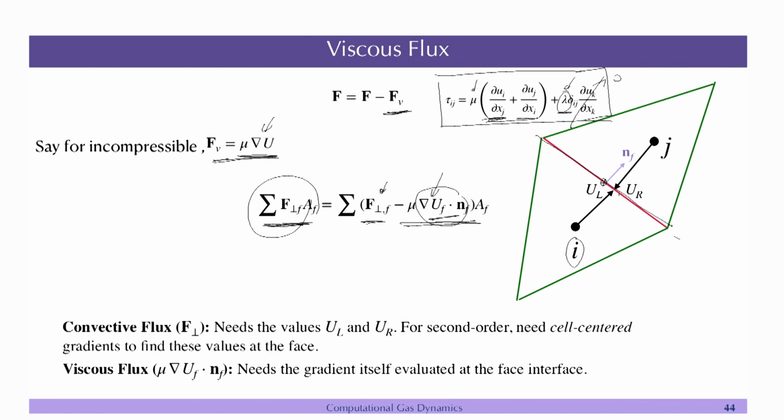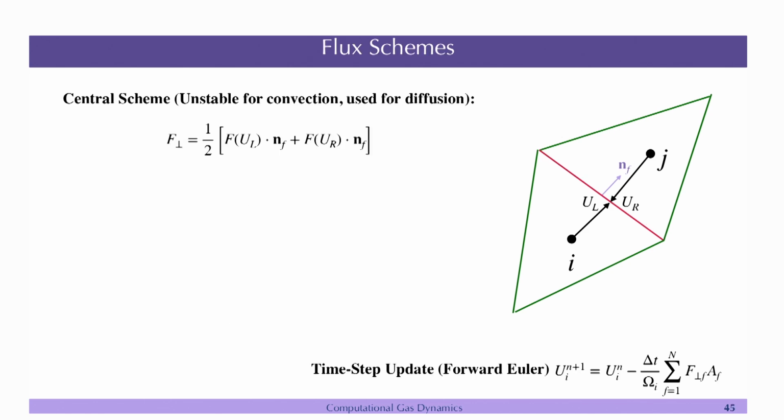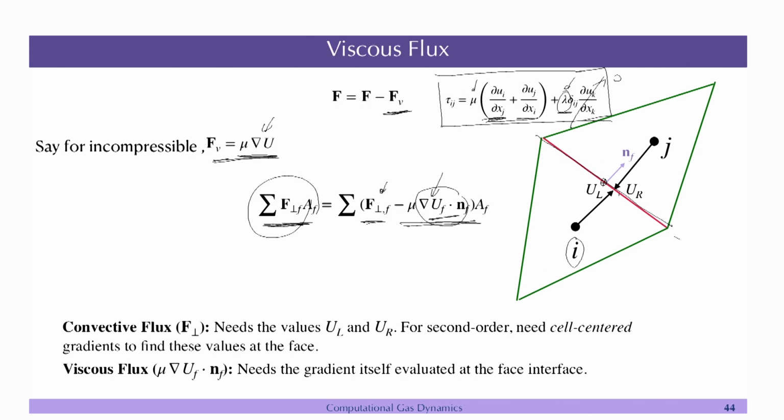There are multiple ways to get those gradients. There are formulas like least squares or Green-Gauss. We will discuss these formulas in the coming classes, so I will stop here. The one thing I want you to keep in mind is that you need gradients at the cell center as well as the face center. Now, the question is how do we get them?